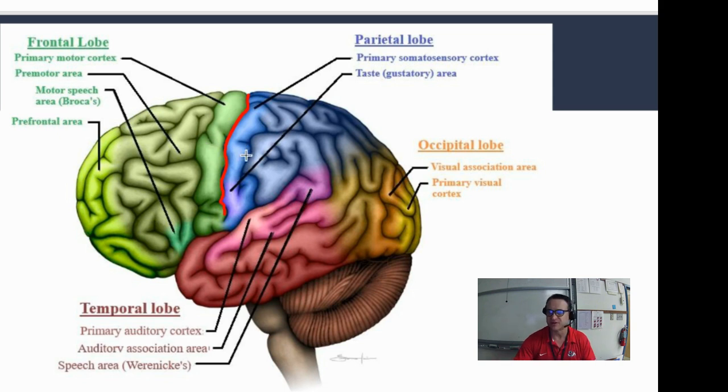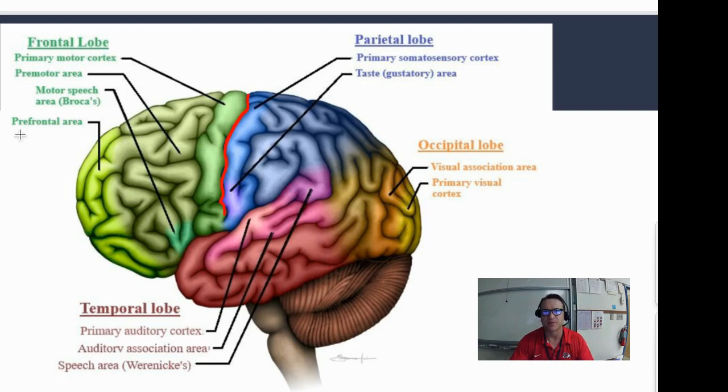Just posterior to the central sulcus, you have the postcentral gyrus. Remember, this is where the primary somatosensory cortex is located, right here on this gyrus. So that's where all the sensory information from throughout the body is going to wind up on this gyrus in your brain, to allow you to feel different types of stimulation at different locations of your body.